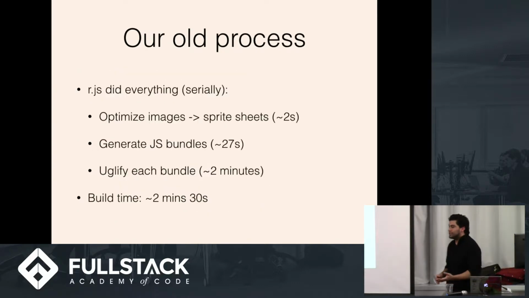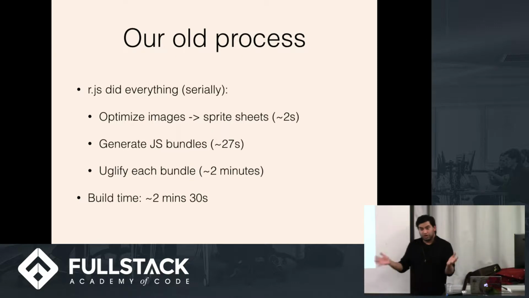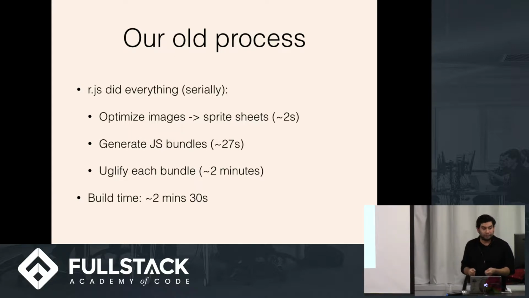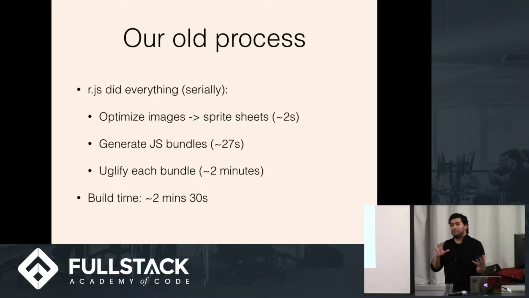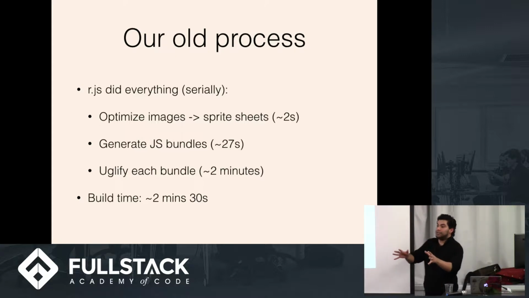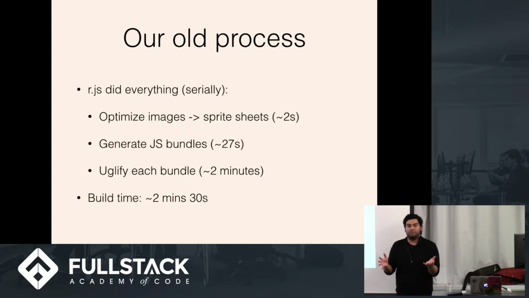So in our old process, we still used RJS. We, to this day, still use RJS for Behance.net. RJS would do a couple of things for us. It would transform images to CSS spreadsheets. It would go about tracing all of the entry points. So we have a build configuration for RJS, and we say, hey RJS, let me tell you the entry points to all of these bundles. RJS says, cool, thank you.